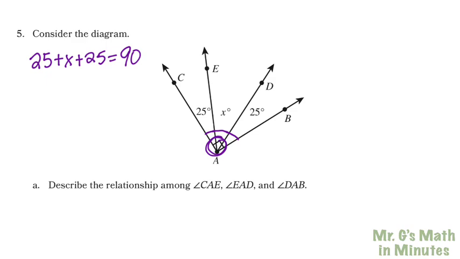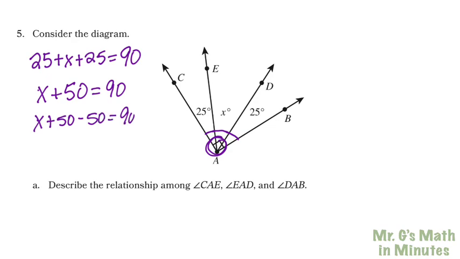From the last topic, we have to look at the left-hand side and simplify it to the fewest number of terms to make it as easy as possible. Nothing can add to the x, there are no other x's, so that stays. 25 plus 25 gives us 50, and that's equal to 90. That's as simplified as we can get the left-hand side. Now we just do our algebra. X plus 50 minus 50 is equal to 90 minus 50. So x is equal to 40. Therefore, angle EAD is also equal to 40 degrees.